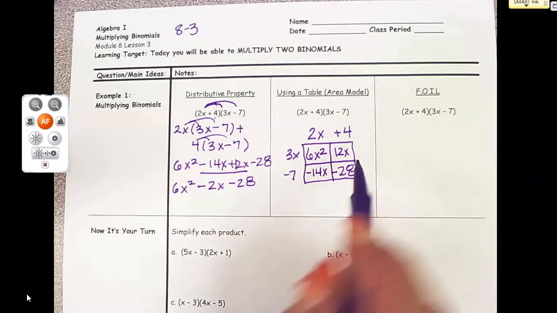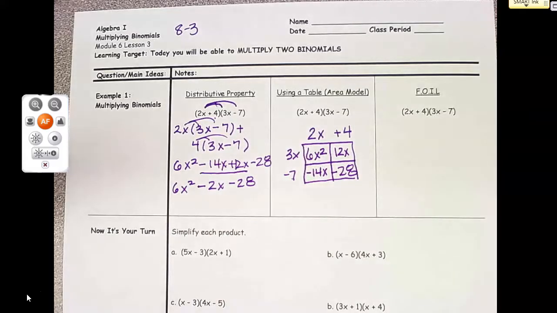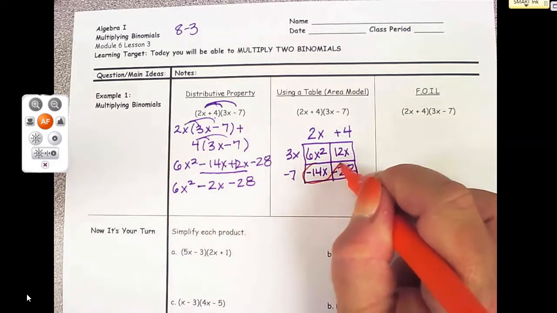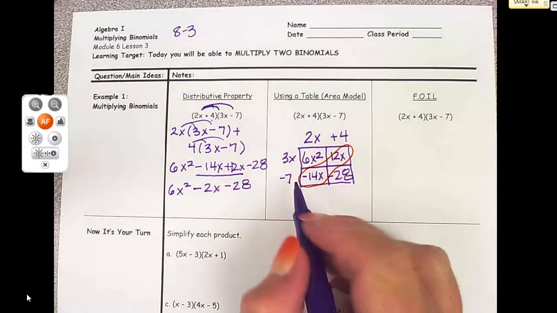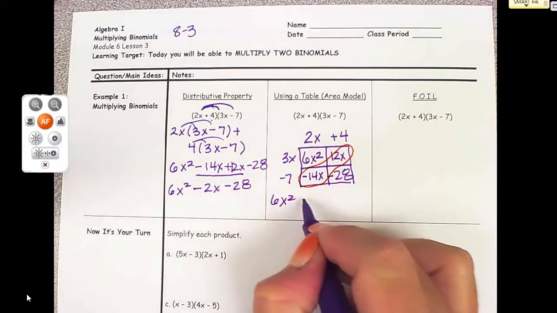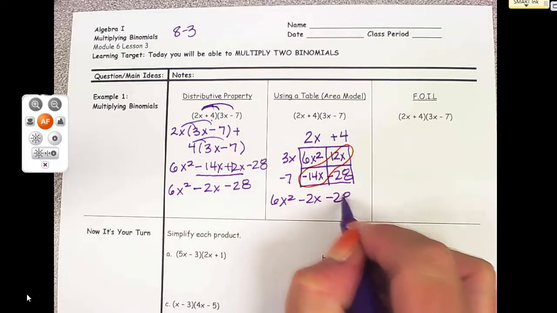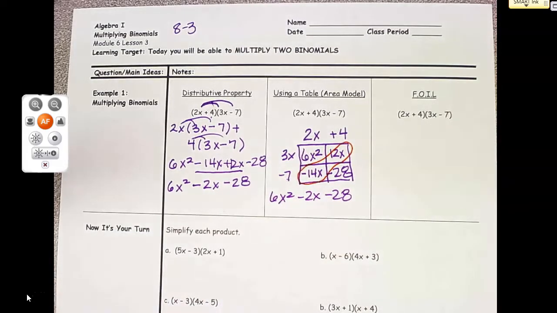And so I can see my like terms on the diagonal here. And so while I'm writing my answer, I'm just going to combine those. So again, 6x squared minus 2x minus 28. And the last method is called the FOIL method.